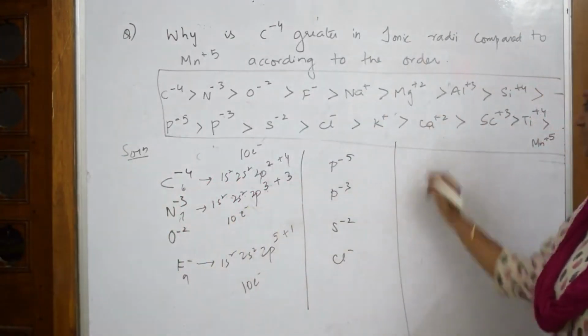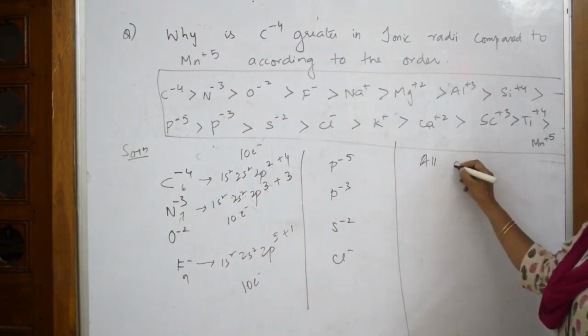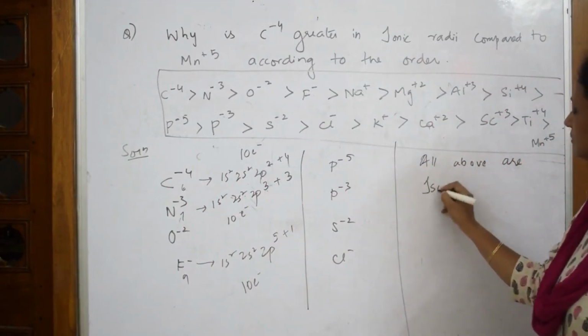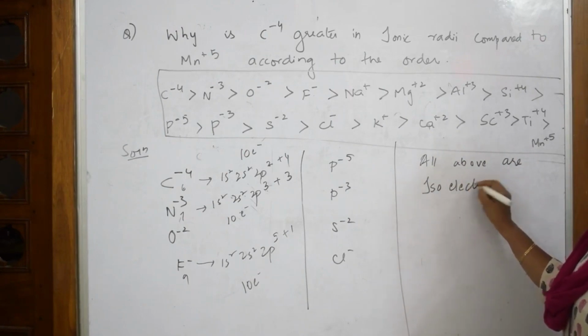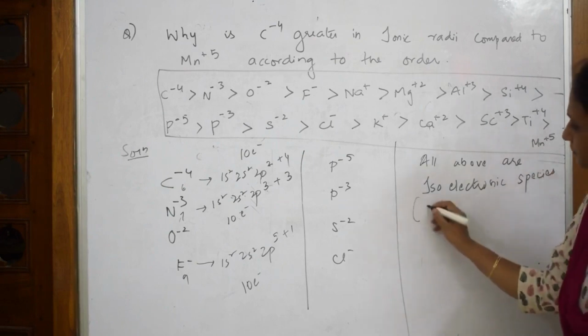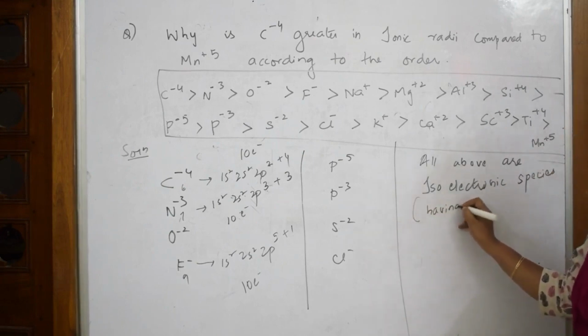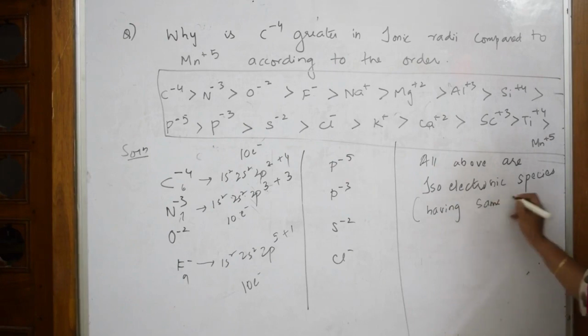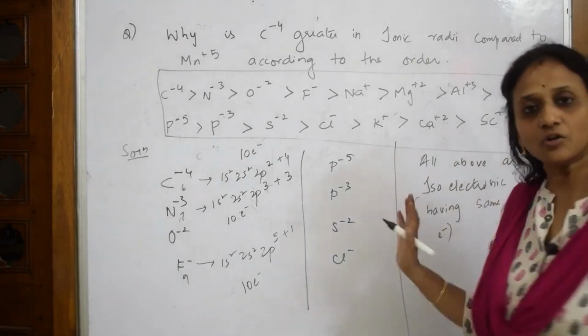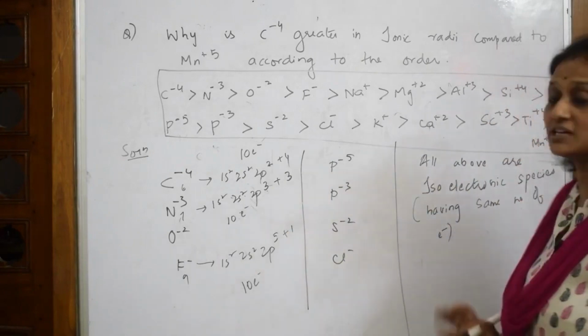So first, immediately write: all above are isoelectronic. You can compare, all will be isoelectronic only. Isoelectronic species. What are isoelectronic species? Having same number of electrons. Done. Now according to this concept, what is this isoelectronic species?